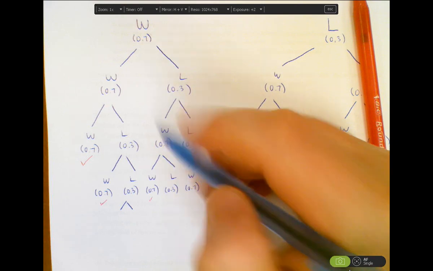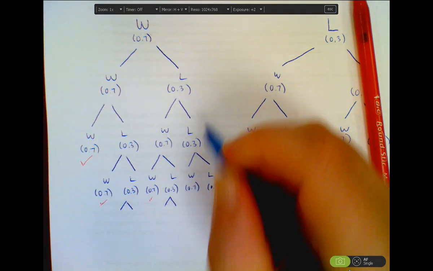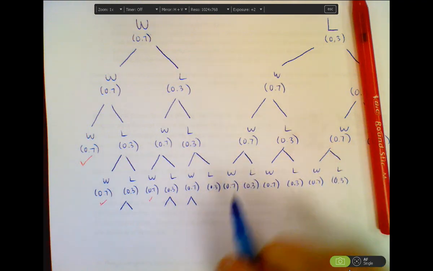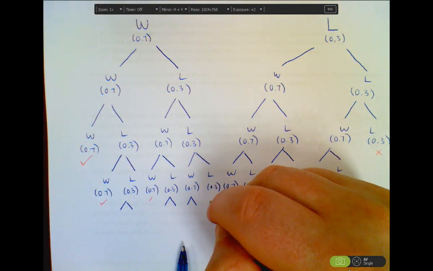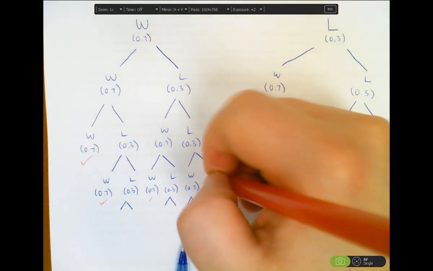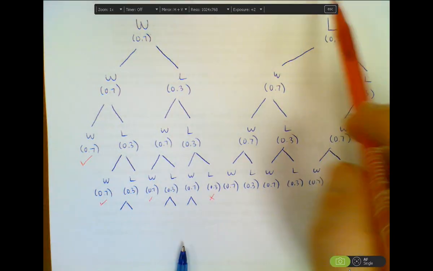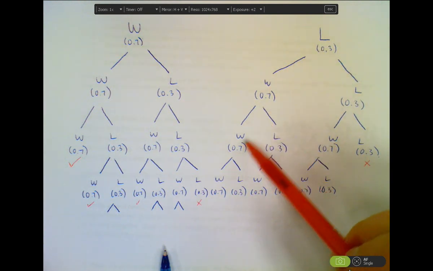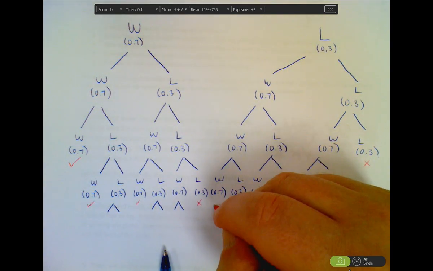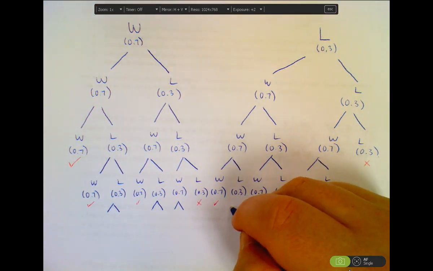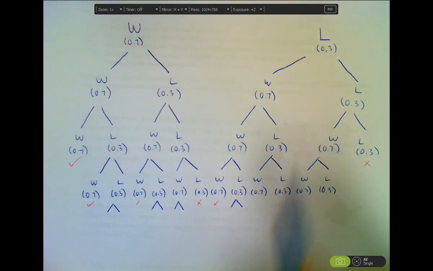Win, loss, win, loss. Going to need to branch out. Win, loss, loss, win. Going to need to branch out. And in this particular branch here, they've actually lost the series. Loss, loss, loss. That will stop. Moving to the right half of this diagram, loss, win, win, win. They've won 3 games. This branch is done. This branch needs to go further. Loss, win, win, loss is 2 wins, 2 losses.